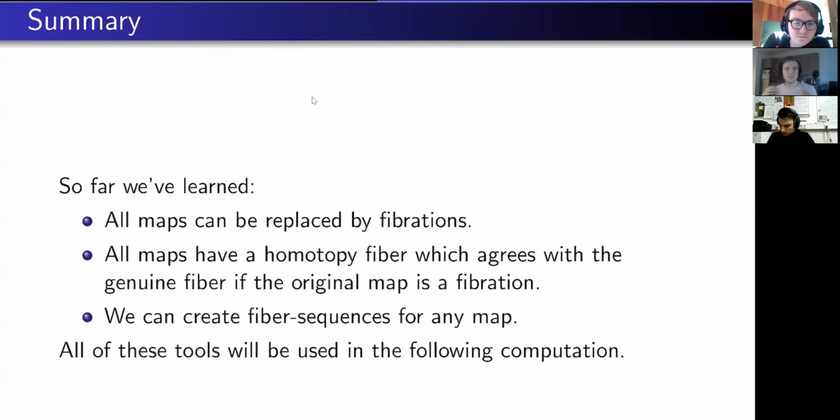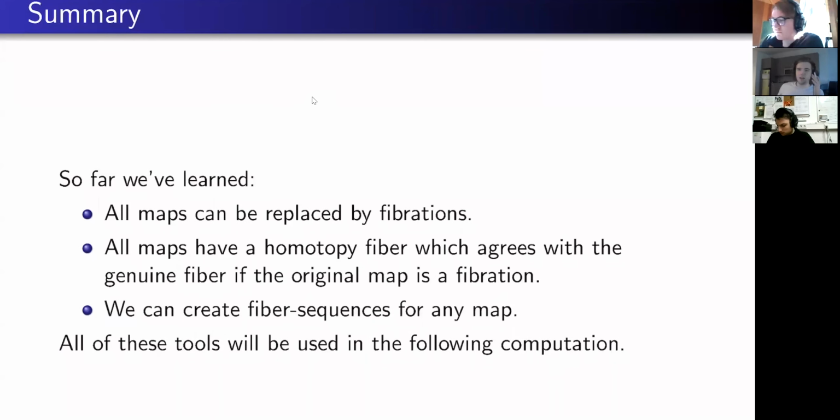Okay. I've just said a lot of things. Let's review what we've learned. First is that all maps can be replaced by fibrations up to homotopy. This means that even if we start with a garbage map from X to Y, we can replace it with a fibration and try to use it to compute homotopy groups and homology groups and stuff like that.